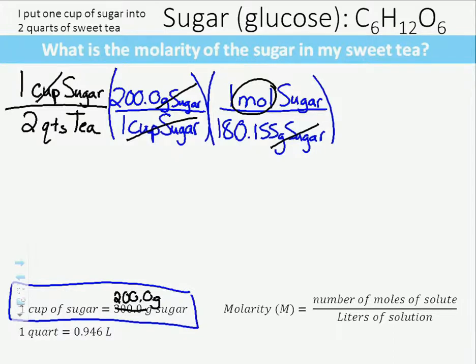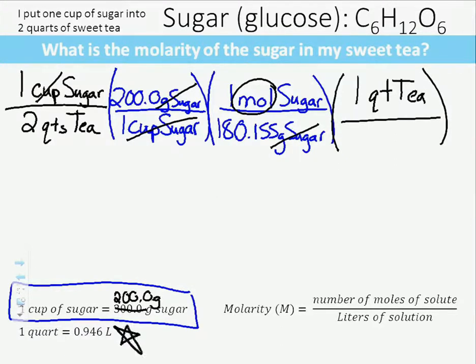Now our bottom part, we're almost there. We've got 2 quarts on the bottom. So for every 1 quart of tea, that's equal to, down here, our conversion factor, 0.946 liters of tea. So now we're doing good, because not only do we have moles on top, but we can also cancel our quarts, which leaves us with liters on bottom, which is what we want.